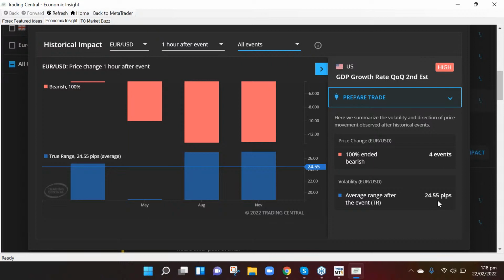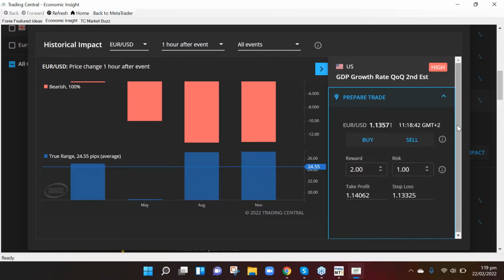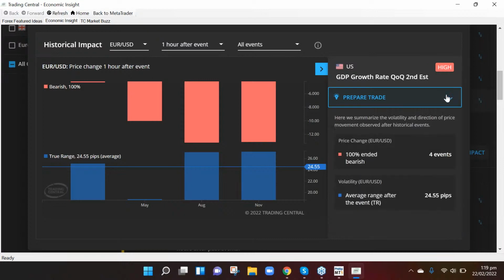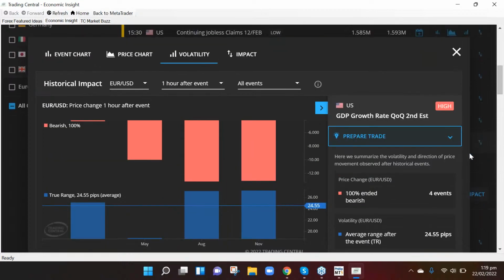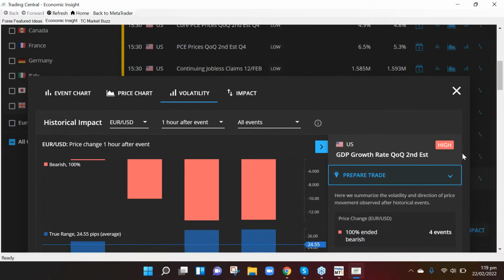So it helps you to prepare your trade before the particular event. You can measure your stop loss and take profit. And even if you click here, we can do it for you. So it's a very powerful tool if you are planning to trade on economic events. And as Ming was just explaining, a lot is happening, and the fundamental events are really influencing the markets. Thank you for now.